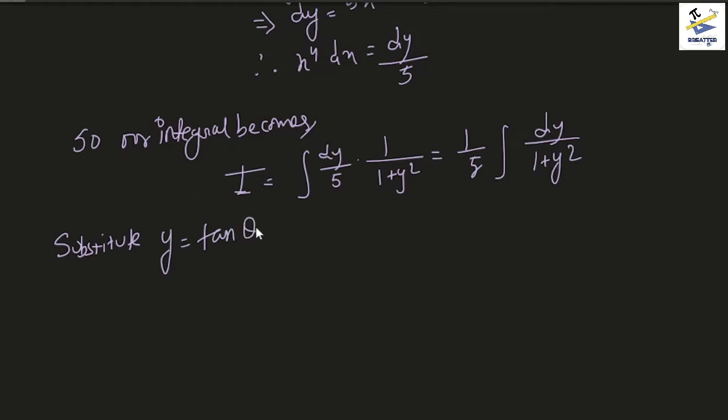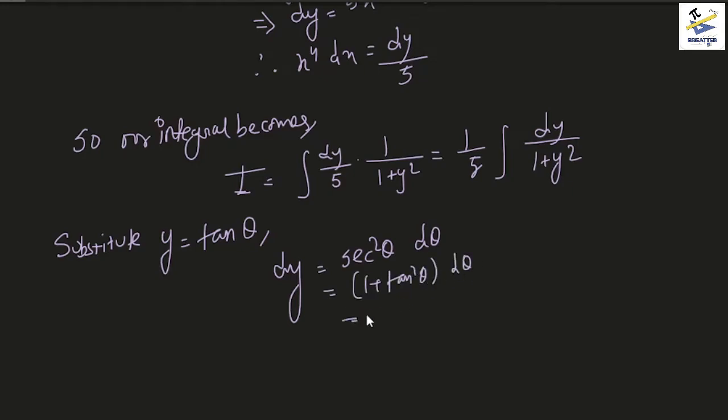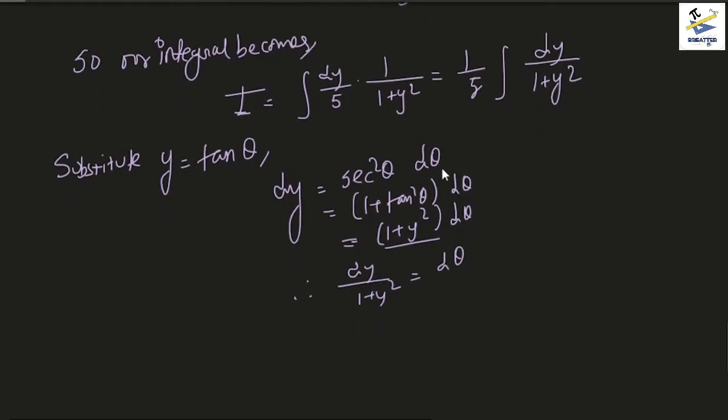So substitute y equals to tan theta, where theta is another variable. Then dy would be equal to sec square theta d theta, if you remember the derivative of tan theta, and sec square theta is just 1 plus tan square theta d theta. And as you know, 1 plus tan square theta is just 1 plus y square d theta. So therefore, taking this on the left hand side, we get dy by 1 plus y square equals to d theta. So this whole thing becomes d theta, right? So therefore, I equals to integral of d theta by 5, and integral of d theta by 5 is just theta by 5 plus c.